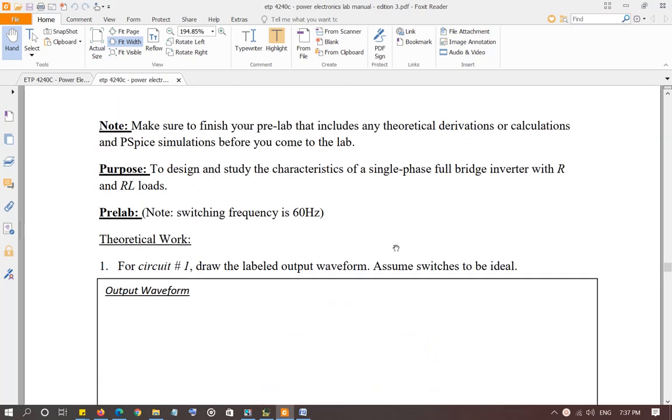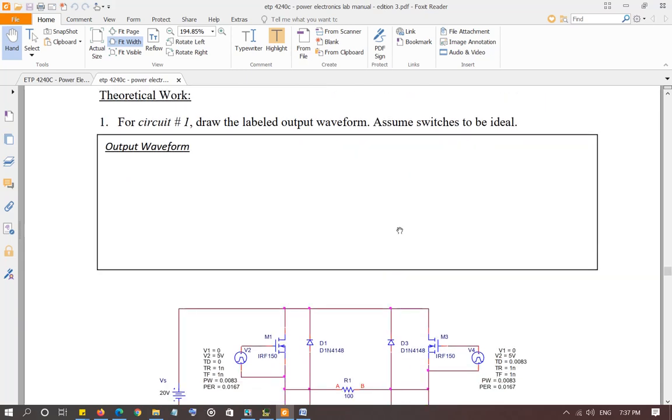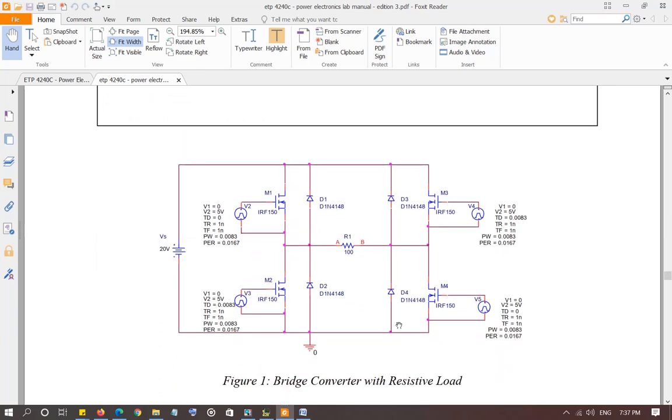The switching frequency is 60 Hertz, so the output waveform will have a 60 Hertz frequency or 1 over 60 Hertz time period. Since you're making the lab report, you don't really have to create the output waveform. You know what the output waveform looks like. It is discussed in the lecture. So in this circuit, all the values actually are given to you.